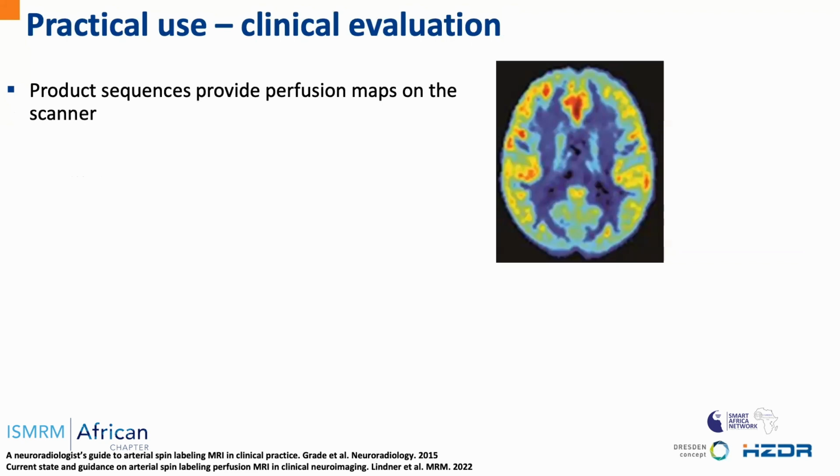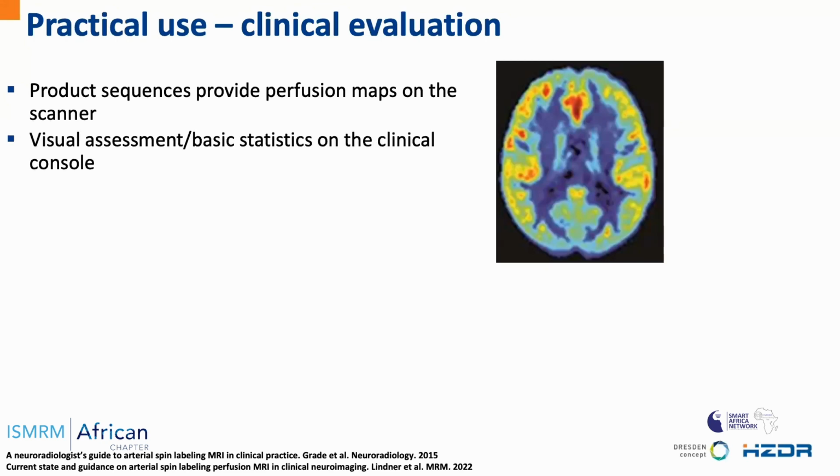If you're interested only in clinical evaluation, then you don't need any complicated post-processing tools, because all the product sequences on all scanners now provide the perfusion map directly on the scanner. So you can just look at the images produced directly at the scanner. Visual assessment and basic statistics on the clinical console is perfectly fine for clinical reading, and you might just want to adapt the settings and evaluation based on pathology. For that, I again recommend reading these two articles which provide more details about this.